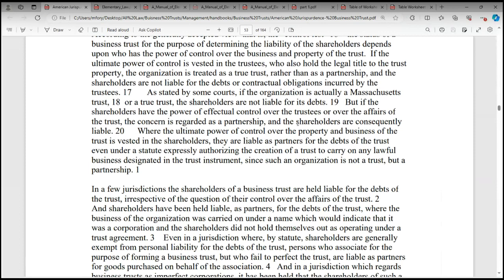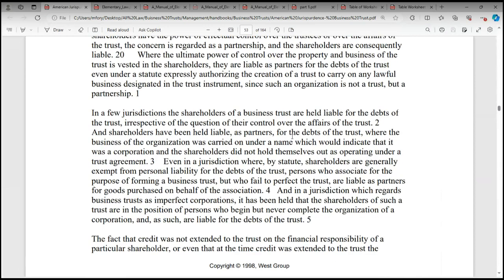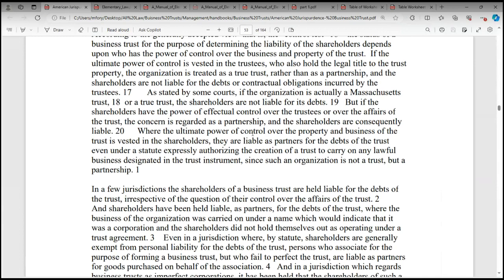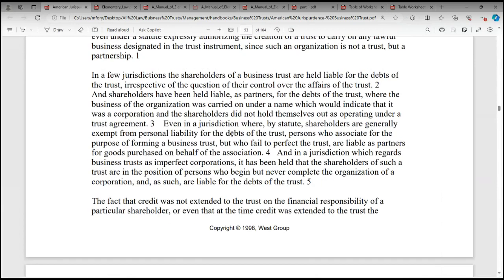But if the shareholders have the power of effectual control over the trustees or over the affairs of the trust, the business is regarded as a partnership, and the shareholders are consequently liable. Where the ultimate power of control over the property and business of the trust is vested in the shareholders, they are liable as partners for the debts of the trust, even under a statute expressly authorizing the creation of a trust to carry on any lawful business designated in the trust instrument, since such an organization is not a trust but a partnership. So you would have to read the context of what those cases are. But they all said the same thing: powers in the beneficiaries or the shareholders to control.